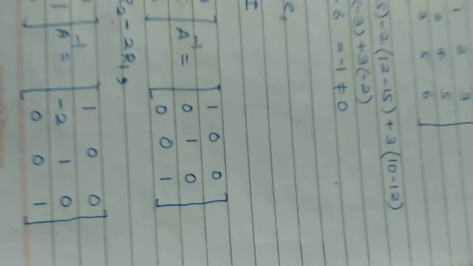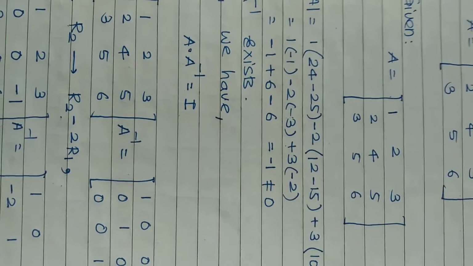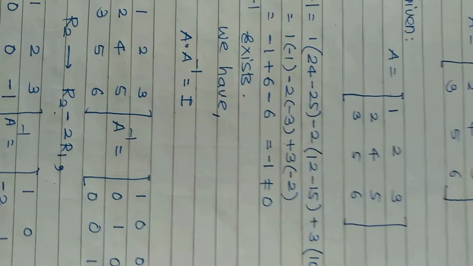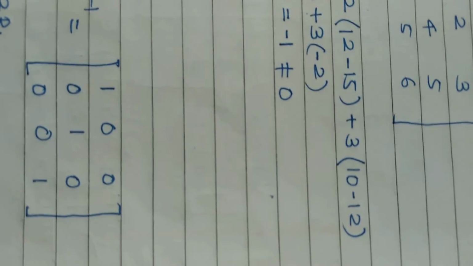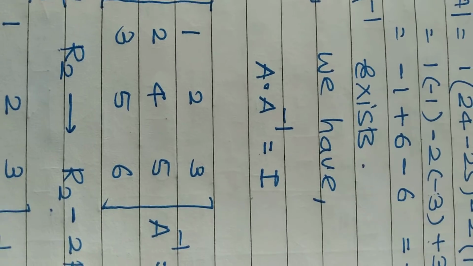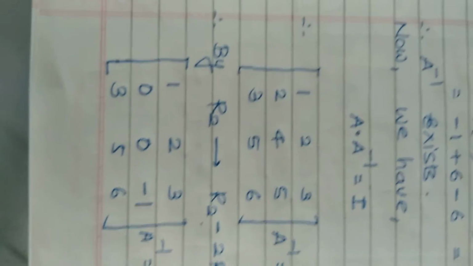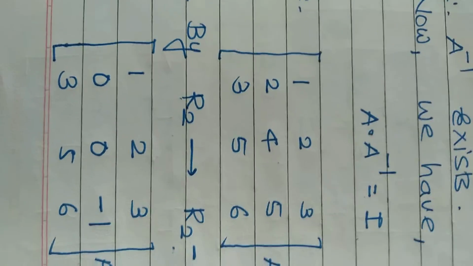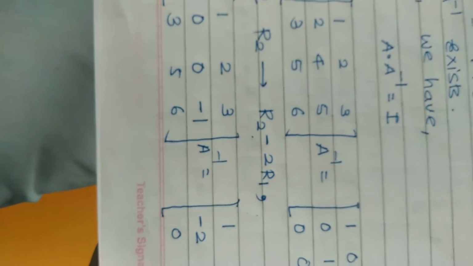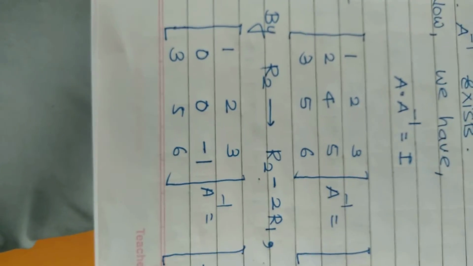Now consider a 3 by 3 matrix. Again the same procedure: we calculate the determinant, 1 into bracket 24 minus 25, minus 2 into bracket 12 minus 15, plus 3 into bracket 10 minus 12. At last the calculated value is minus 1. Now again use the definition A into A raised to minus 1 equals I. Now as we have to convert matrix A into the identity matrix, the first operation is R2 minus 2R1, means multiply R1 by the constant 2 and subtract from R2.